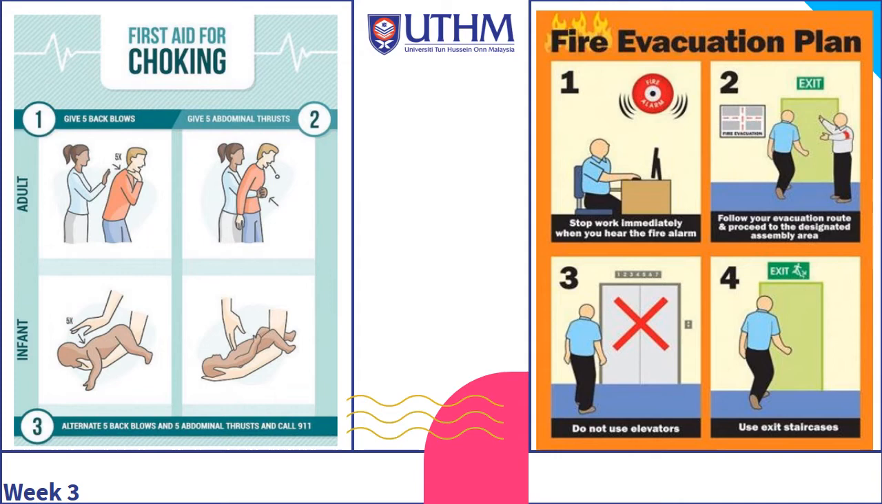Next is the fire evacuation plan. So there are 4 processes. Number 1, if a fire happens in the building, we need to stop immediately when you hear the fire alarm. Then follow your evacuation route and proceed to the designated assembly area. Do not use the elevators. Please use the staircase.